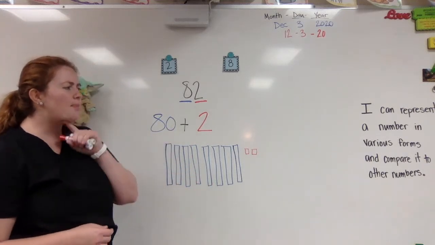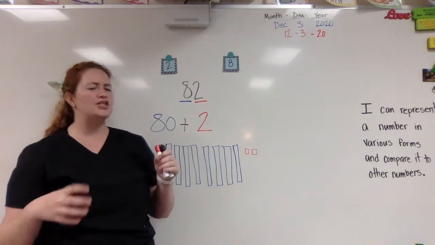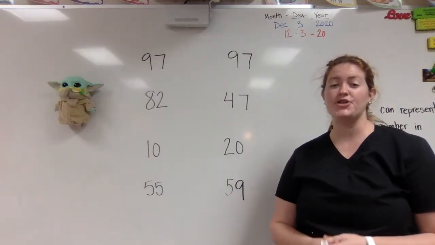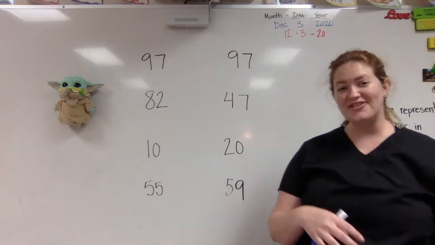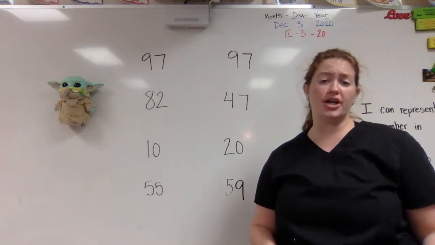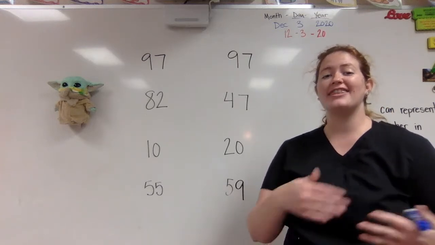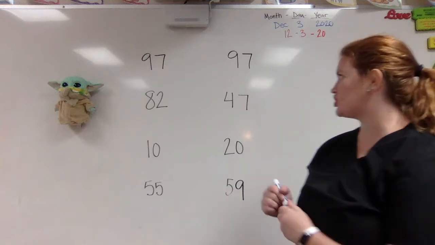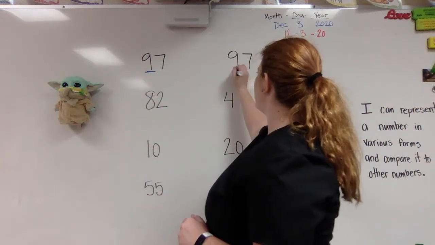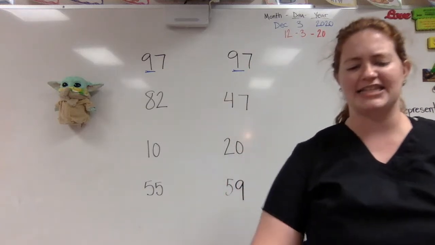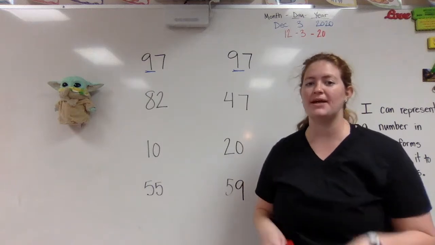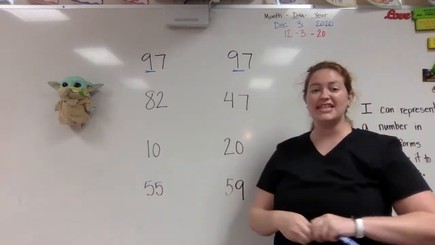Oh, but the other part of our target says we are going to be comparing numbers. Let's practice comparing some numbers with those comparison symbols greater than, less than, or equals to. I remember when we start comparing numbers, we need to look at the tens place first. So let me see, this number has a 9 in the tens, and this number has a 9 in the tens. Oh, okay. If they are the same, I have to look at the ones place because they have equal amounts of tens.